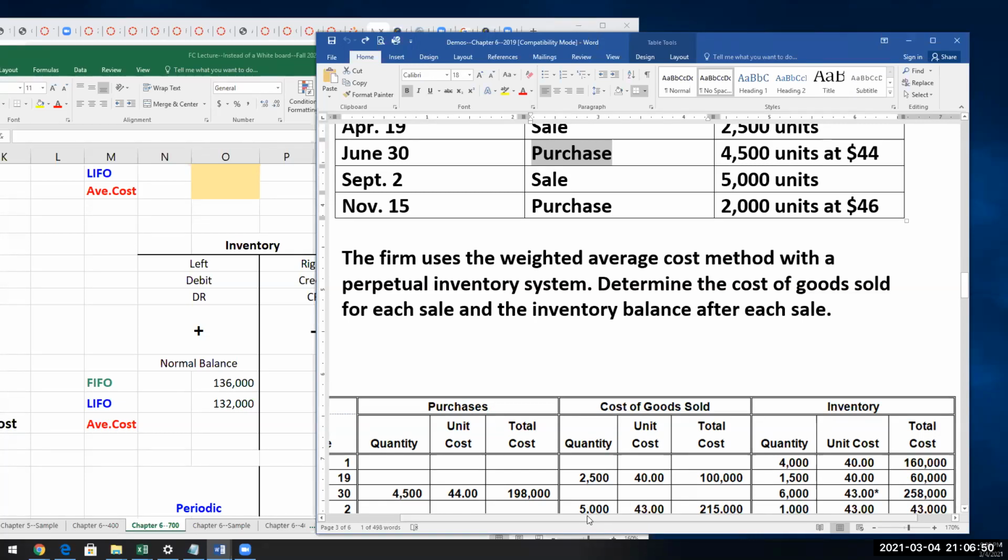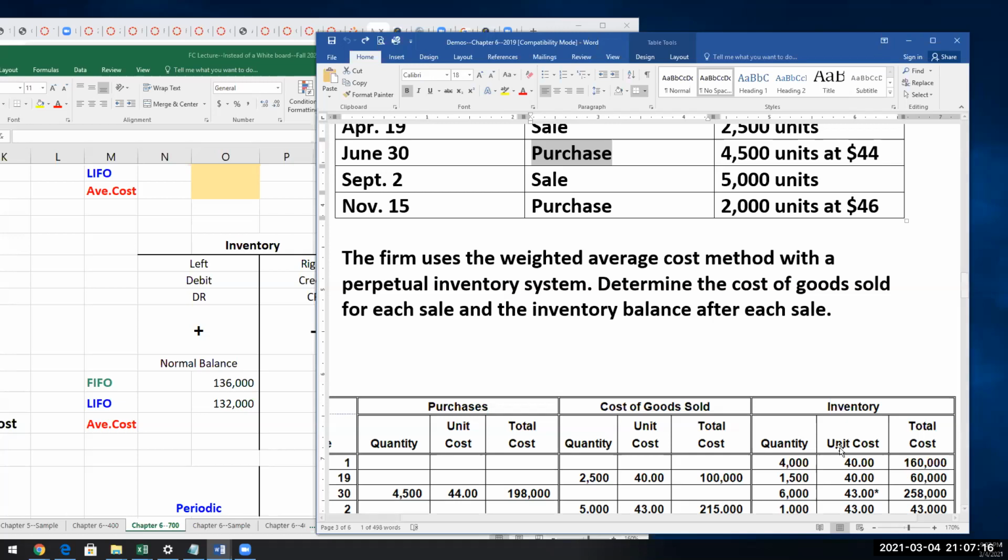5 times 4 is 20. 3 times 5 is 15. There's your 215. What's left over? Well, you just sold 5 grand of the 6, so you only have 1,000 left over. What's the average cost of what we have? $43. So that's $43,000. Again, that's pretty easy, good news. And so I'm going to pause right now to see if you have any questions on that.